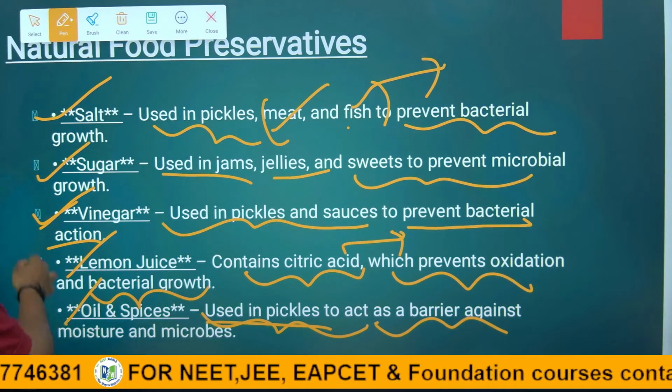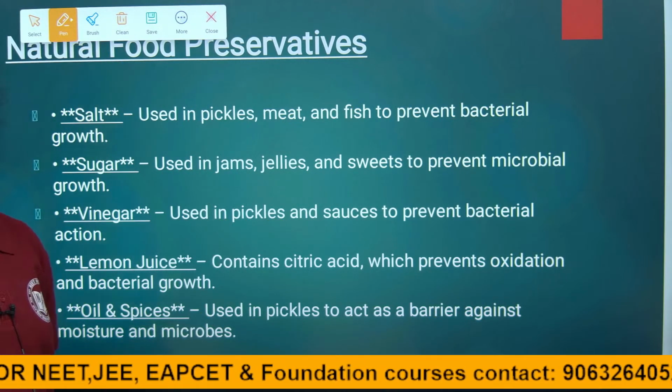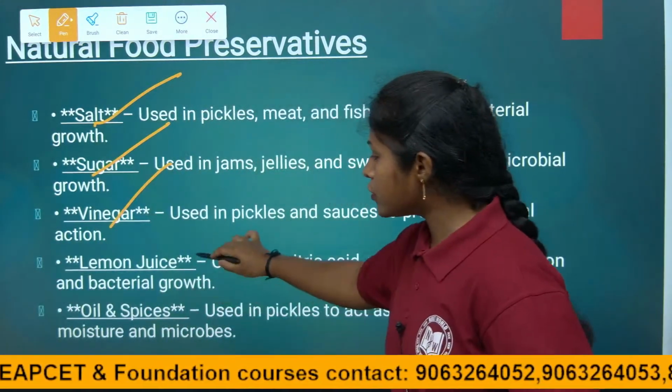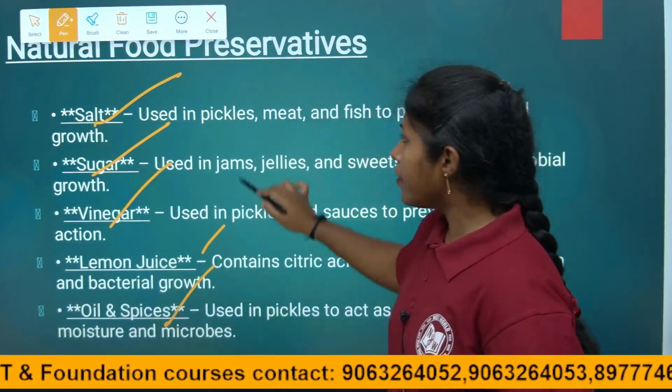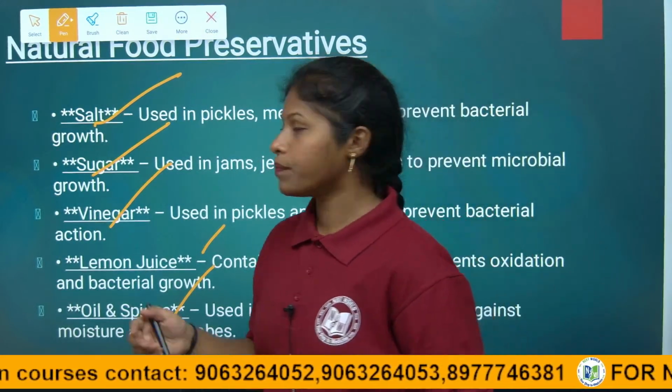These are the natural food preservative methods we use in our day-to-day life in our homes too: salt, sugar, vinegar, lemon juice, and oil and spices. These are the natural food preservative methods we usually follow.